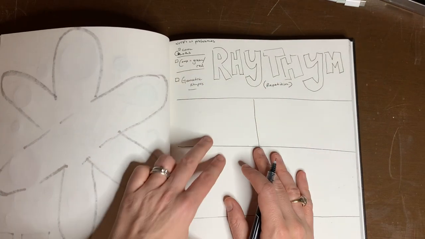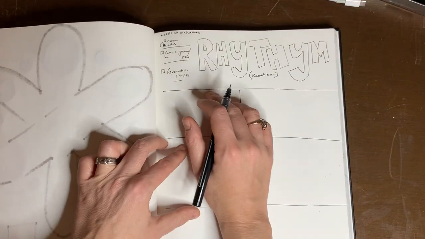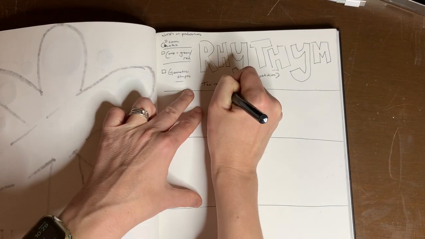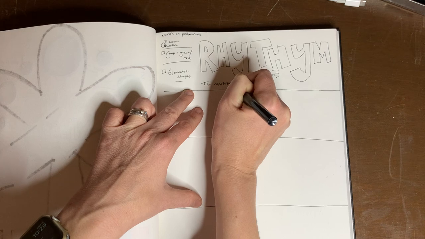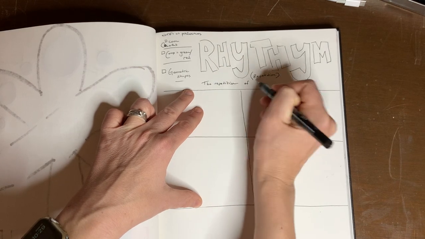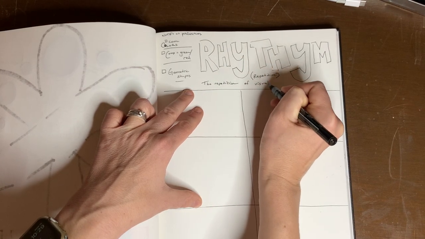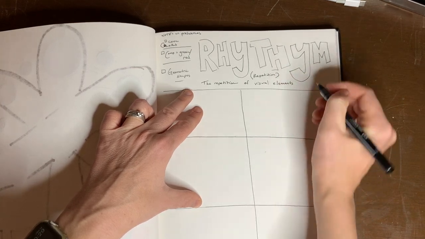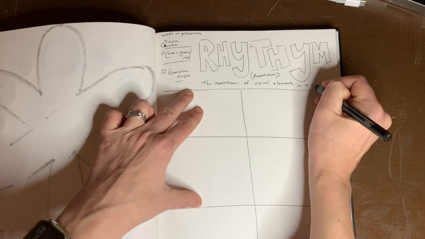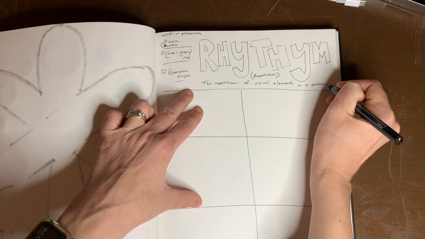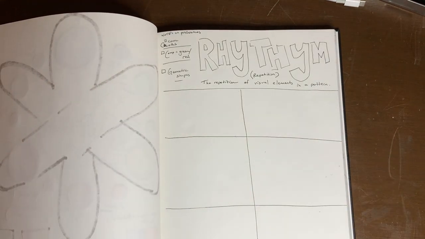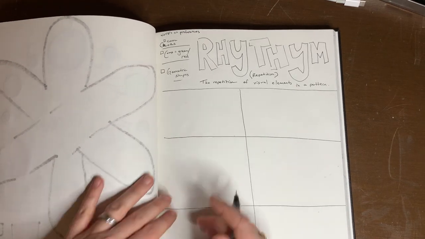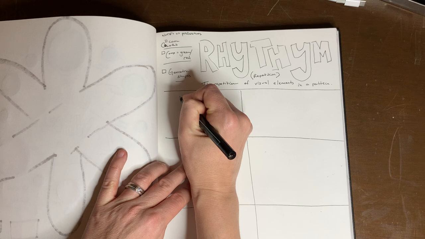I'm working on my rhythm page, and a note to myself is: rhythm is the repetition of visual elements in a pattern. It also helps to create movement, and we'll talk a little more about visual movement next class. But as far as rhythm, there are different kinds of rhythm.